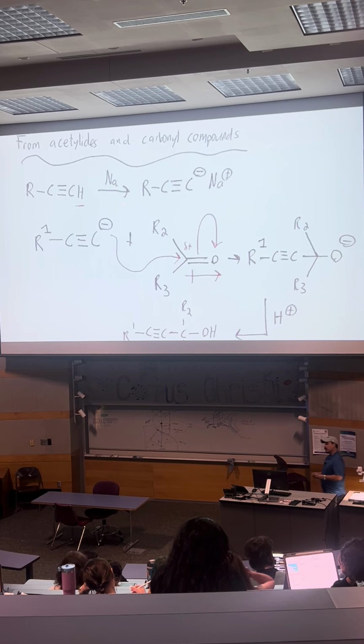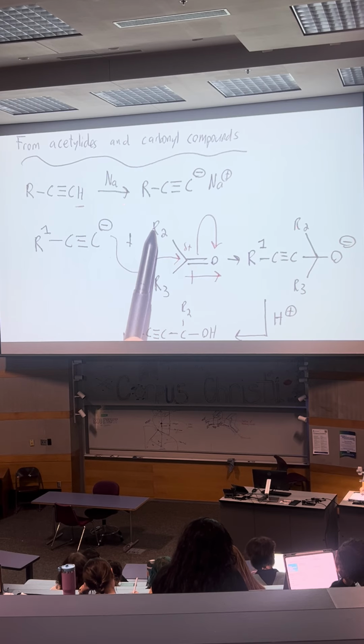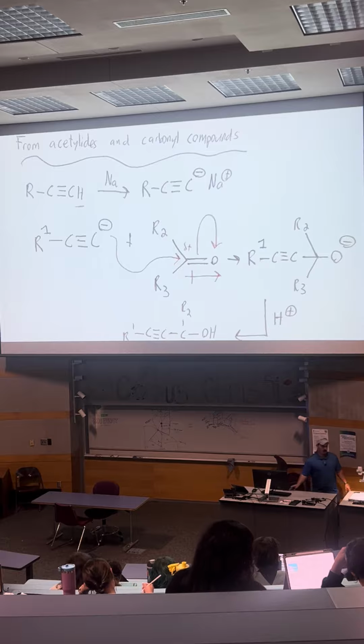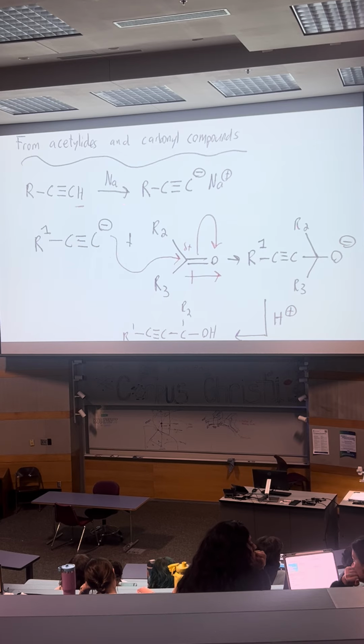But more importantly, in this case, you end up with not a primary alcohol, not a secondary alcohol, but a tertiary alcohol. Right, so we have R1, R2, R3. R2 and R3 were the two alkyl groups that were at the alpha positions relative to the carbonyl carbon. And then of course the R1 is the alkyl group that was appended to the acetylide anion. So this is really, really powerful chemistry, right? We're opening up carbonyls to be able to do this.